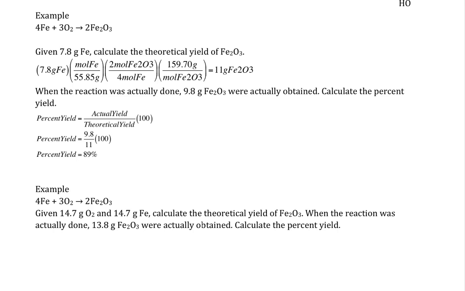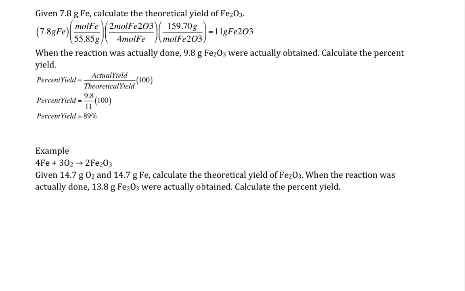That's the theoretical yield. When the reaction was actually done, 9.8 grams of Fe2O3 were actually obtained. Calculate the percent yield. So we take the actual yield, 9.8, divide by the theoretical yield, 11, times 100, and we get the percent yield to be 89%.